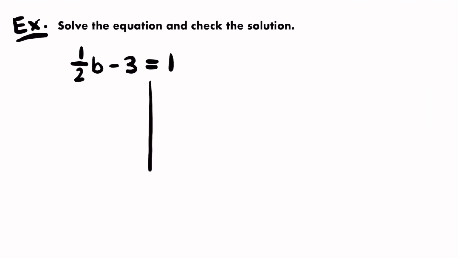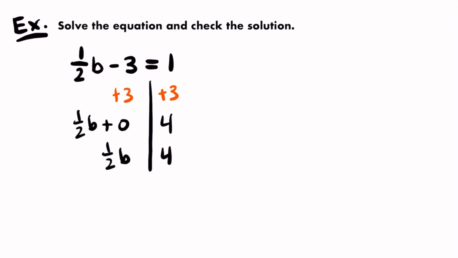So that will look like this. We're going to add 3 to both sides. So we'll get 1/2 b plus 0, because -3 plus 3 would be 0. And then 1 plus 3 is 4. So we have 4 on that side, meaning we have 1/2 b equals 4.